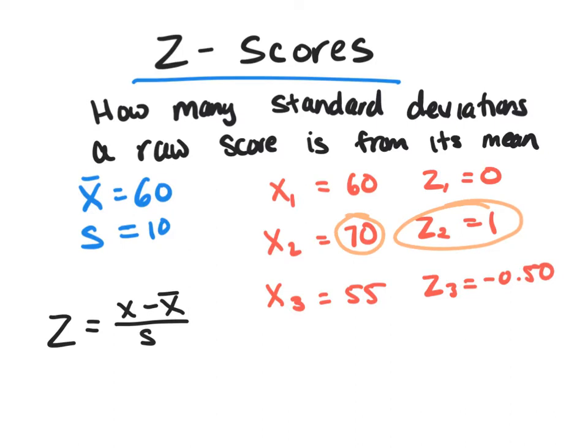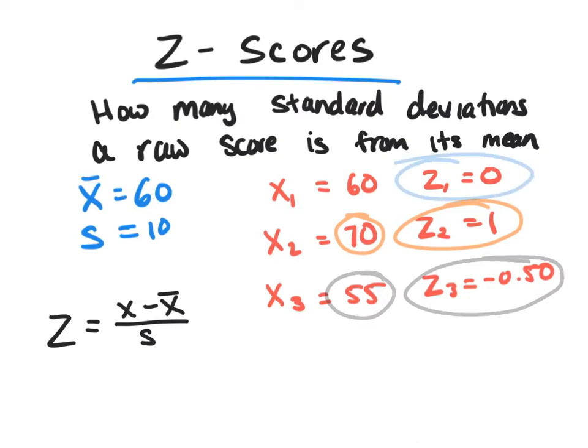When someone has a positive z-score, like person 2, it means that their raw score was greater than the mean. When a person has a negative z-score, however, it means that their raw score was below the mean. And if somebody's raw score is exactly at the mean, their z-score will be 0. So you can always know if a raw score was above or below the mean by whether it was positive or negative.